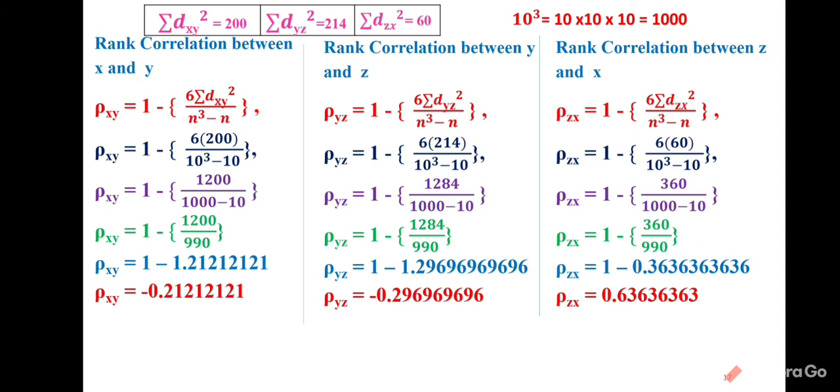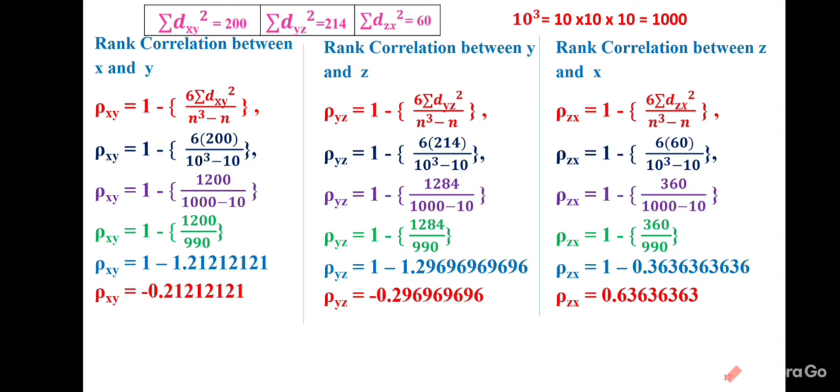In this, if all three values are negative, the least negative value will be considered. Usually one positive value will come. Suppose there is more than one positive value, then we consider the highest value by decimal point. Here there is only one positive value, for z and x. So we will get 0.6363. That is the one.